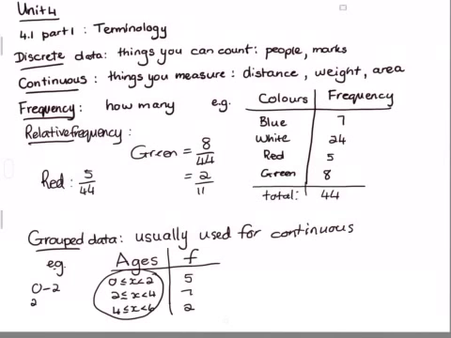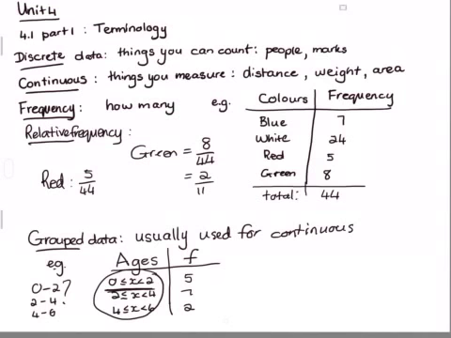You can see if I wrote 0 to 2, 2 to 4, 4 to 6, then here I wouldn't know where to put the 2-year-old and the 4-year-old. So it's better to write it like this. And X is usually just used as the data. So if we read this one, we would read the children who are aged from 0 up to just before 2. And there were 5 of them.